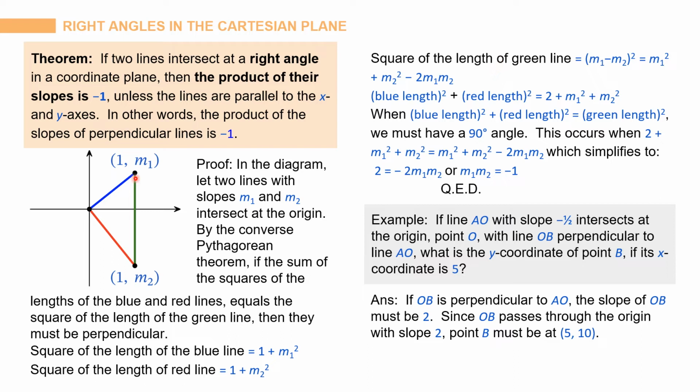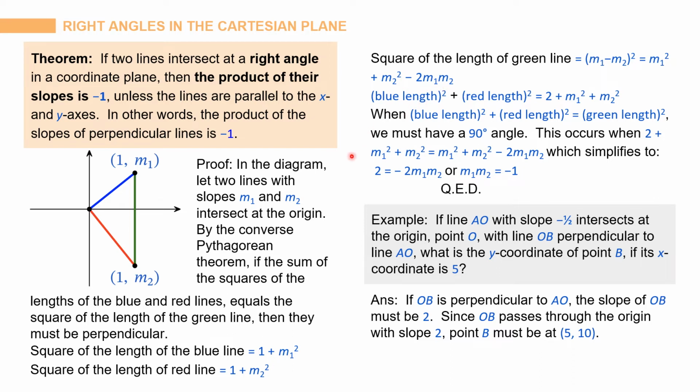So what is this green distance between points m1 and m2? Well, the distance in x is 0, right? They're both at 1 in x. So the square of the distance between them is simply the square of m1 minus m2. It doesn't matter which order because we're squaring it, so it could have easily been m2 minus m1. Expanding this binomial, we get m1 squared plus m2 squared minus 2 m1 m2.